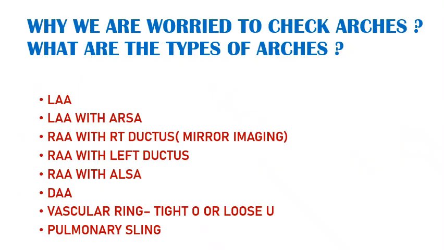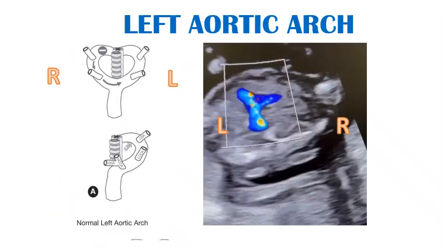Then why are we worried to check arches, and what are the types of arches? They can be left aortic arch with ARSA, right aortic arch with right ductus, right aortic arch with left ductus, right aortic arch with ALSA. They can be double aortic arch, vascular ring or pulmonary sling.